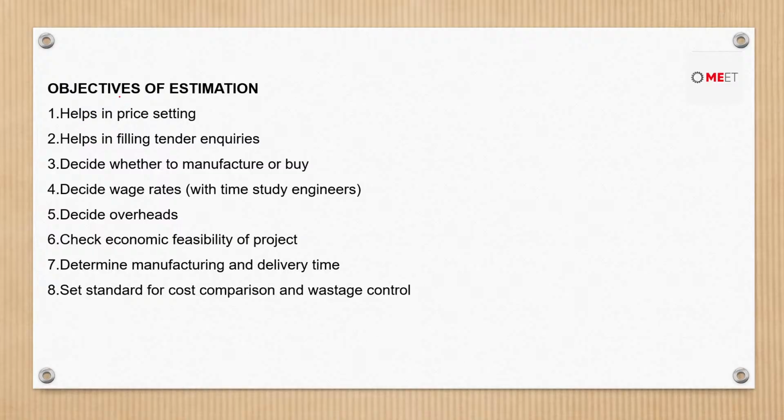Next is objectives of estimation. Estimation helps in setting the price, helps in filling the tender inquiries, decides whether it is better to manufacture or to purchase, decides the wage rate, which is helpful for time study engineers, decides the overheads, checks the economic feasibility of the project, determines the manufacturing time and delivery time, and sets the standard for cost comparison and waste control.